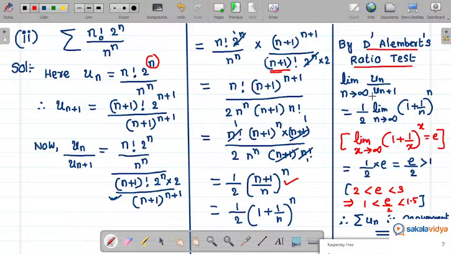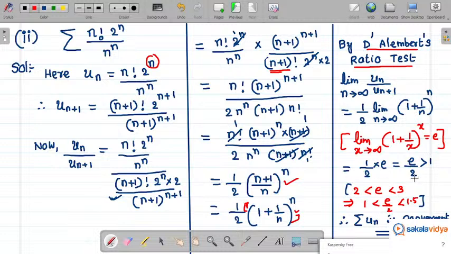limit n tends to infinity u_n by u_(n+1) is equal to, here half is constant, taken common out. So apply the limit only to this function, from here to here. So half into limit n tends to infinity (1 plus 1 by n) whole to the power of n. It is one of the standard results: limit n tends to infinity (1 plus 1 by x) whole to the power of x is equal to e. So that means half into e, that is e by 2.